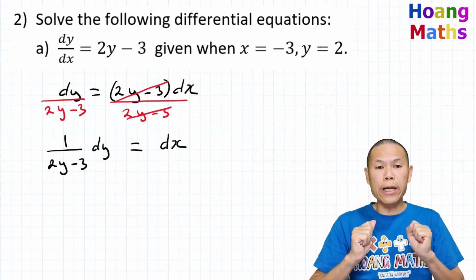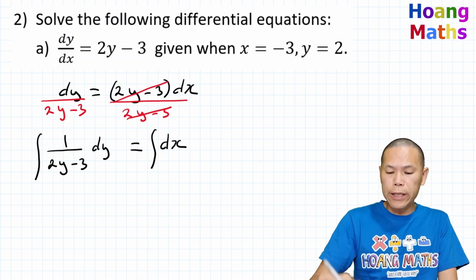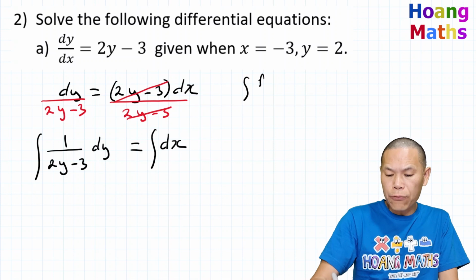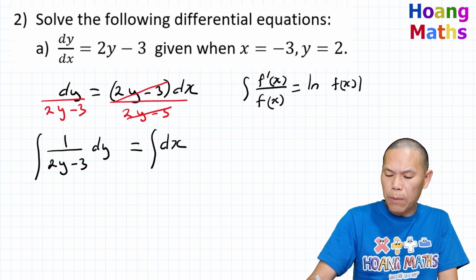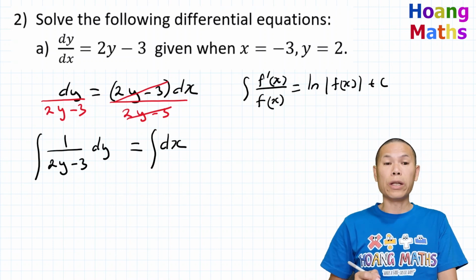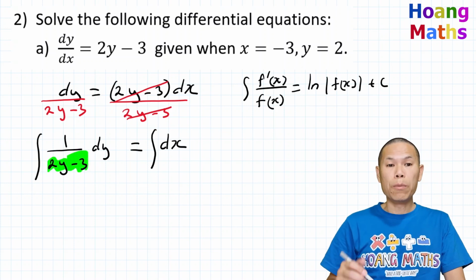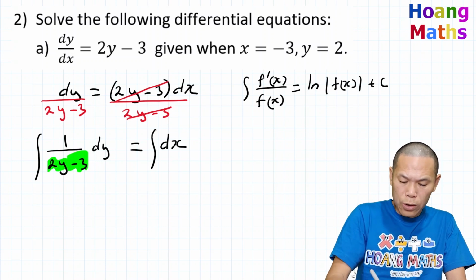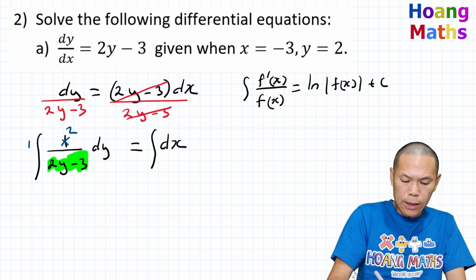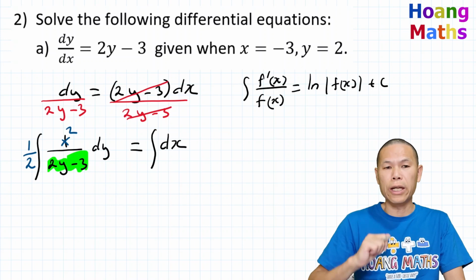So now I just integrate both sides. Do not forget, if we integrate f dash x over f of x, it will give me ln of f of x, of course with absolute value and a constant. Now if we differentiate 2y minus 3, it gives me 2, but the numerator is 1. So we can make it 2 by multiplying by 2, and divide by 2 so they cancel out.